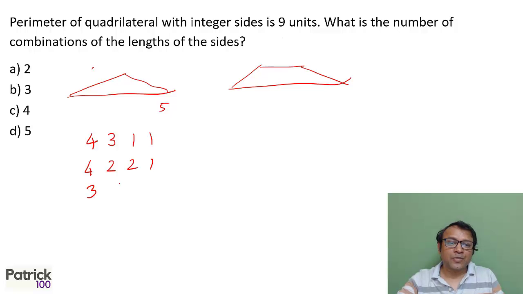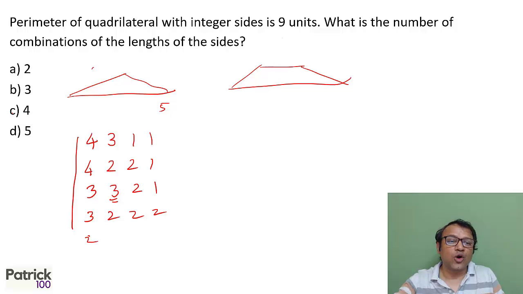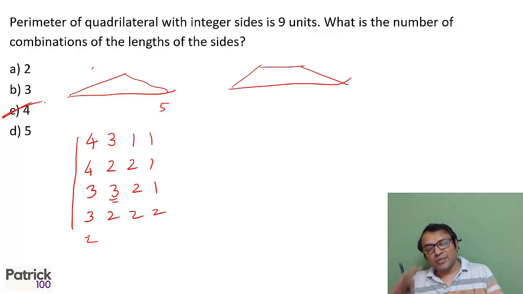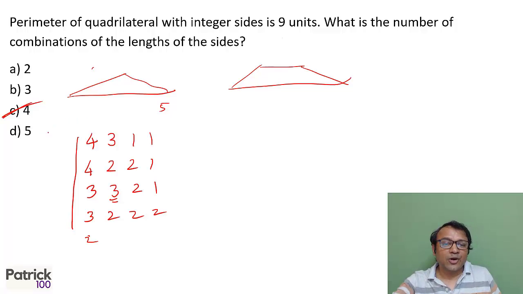Now I'll start with 3. I'll reduce this 3: 3, 2, 2, 2. I can't make it any smaller, so the answer will be 4 combinations. Here you have to be very systematic while solving it. Start with a large number and then keep reducing, in decreasing order, and keep on trying to find the combinations. You will realize that 4 combinations are possible: 4 3 1 1, 4 2 2 1, 3 3 2 1 and 3 2 2 2. So you'll get 4. The key is to know that each side of a quadrilateral has to be less than half of the perimeter.